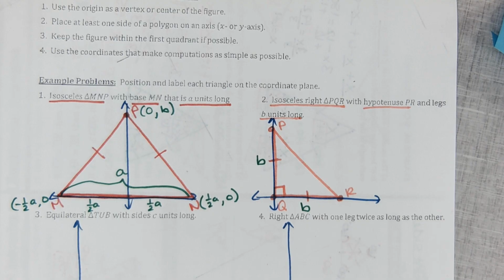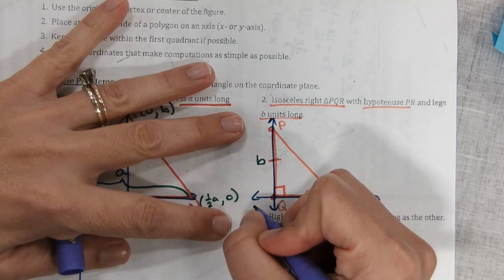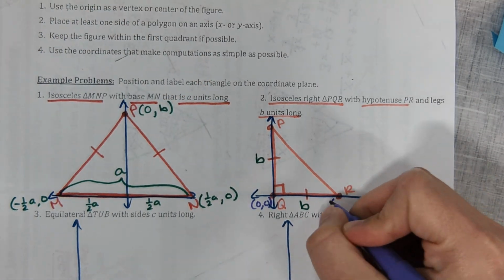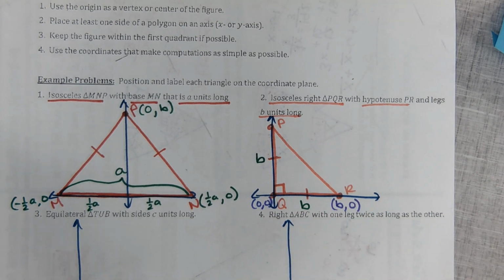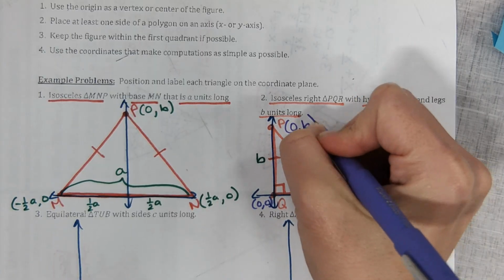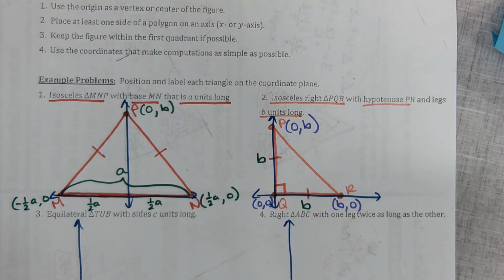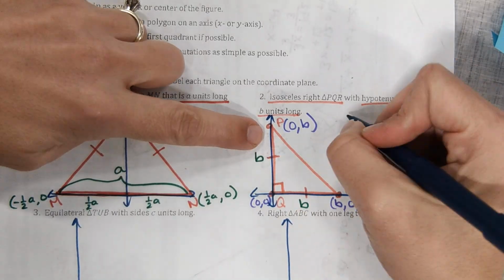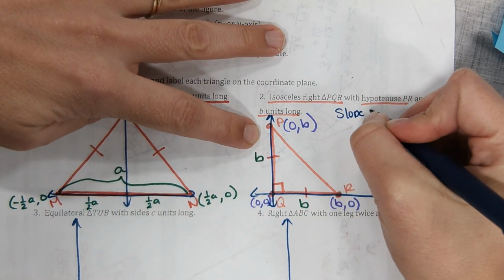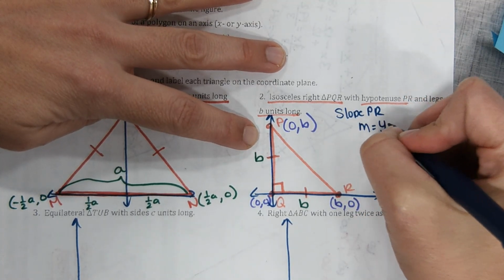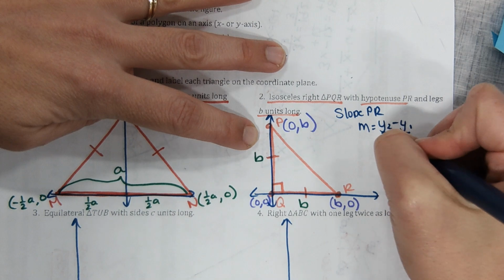Okay, so now we're going to try to find the coordinates of everything. So Q is at 0, 0, that's easy to find the coordinates of that. Then R right here, this is B units long, so it'd be B, 0. And then this is B units long as well, so this would be 0, B. And what they sometimes do, what I've seen on standardized testing, is now they will ask you for the slope of PR. So they'll say, okay, what's the slope of segment PR? Well, slope is y2 minus y1 over x2 minus x1.